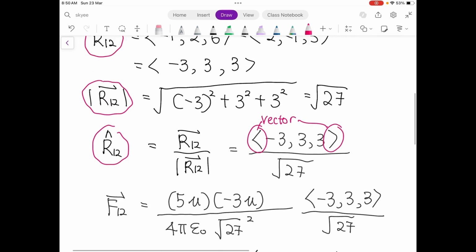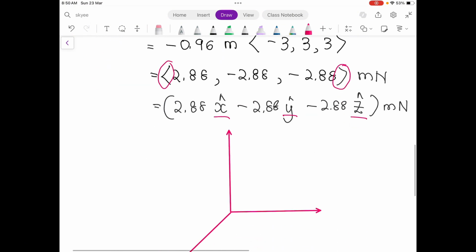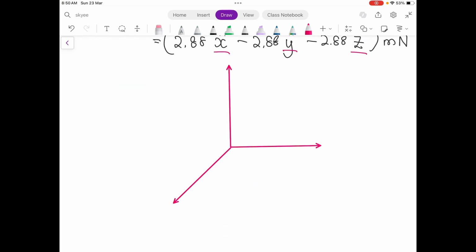So the first point Q1 is located at 2, -1, 3. Okay, 2, -1, 3. So somewhere here. Okay, 2, -1. So -1 somewhere here. Okay, 2, -1, 3. Okay, going up. So this is the position of Q1. Just imagine I extend it.